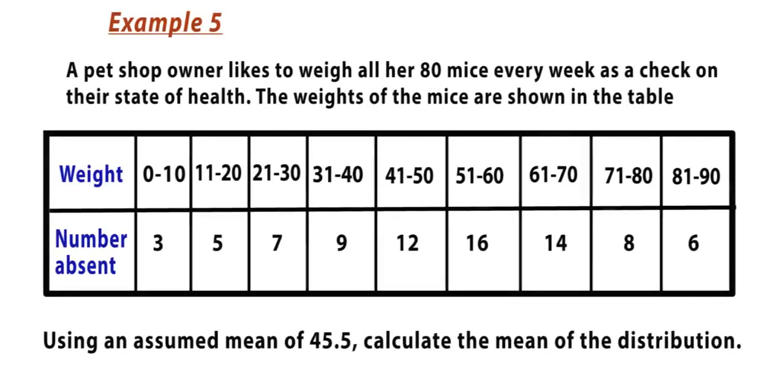But in this particular question, we are also going to use what we call an assumed mean. I'm sure you've heard that. So we're going to take the question, and this time we will go through it together. Is that okay? It says that a pet shop owner likes to weigh all her 80 mice every week, as a check on their state of health. The weights of the mice are shown in the table.